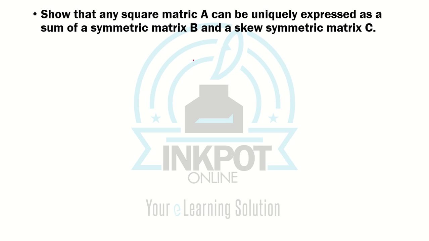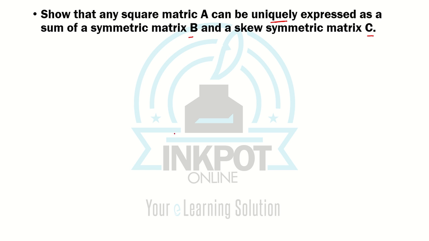Now, the next question is that you have to show that any square matrix A can be uniquely expressed as the sum of a symmetric matrix B and a skew-symmetric matrix C. There are two things to pay very careful attention to here. One is that they are asking you to also say uniquely, which means that you have to prove the uniqueness as well. And the second thing is that this question has a learning step. Once you understand and remember that learning step, everything else is pretty much a manipulation game.